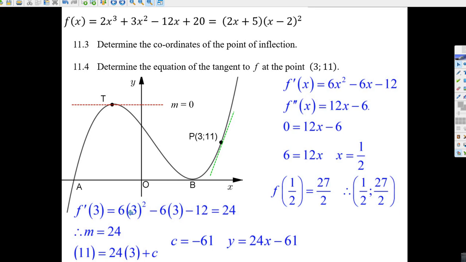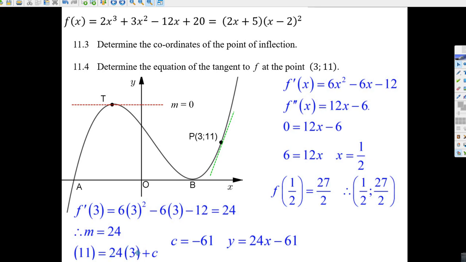So we've got 3 squared times 6 is 54, minus 18, minus 12. Well, that's 54 minus 30. That means the gradient is 24. So y equals mx plus c. It's got to be y equals 24x plus c. But hey, we've got a y value and we've got an x value. We can put in the x value of 3 and the y value of 11, and then we'll have c.